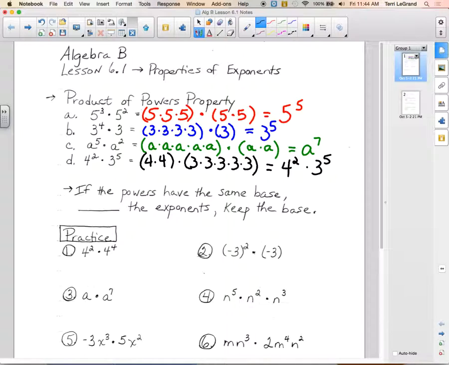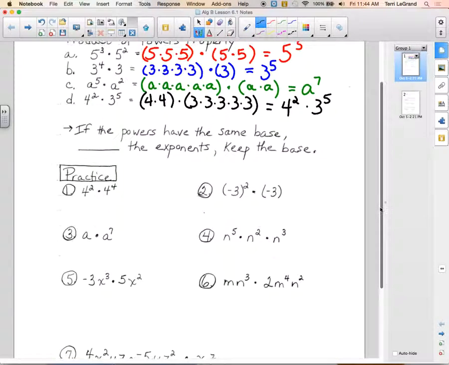Okay, so study those for a moment, A, B, and C in particular, and tell me what conclusion you think we can make to fill in the blank here: if the powers have the same base. I want everybody to come up with their own answer before I call on anyone. What do you think we could fill in the blank with? Put your hand up once you have a word in the blank, whether it's in your head or actually written down.